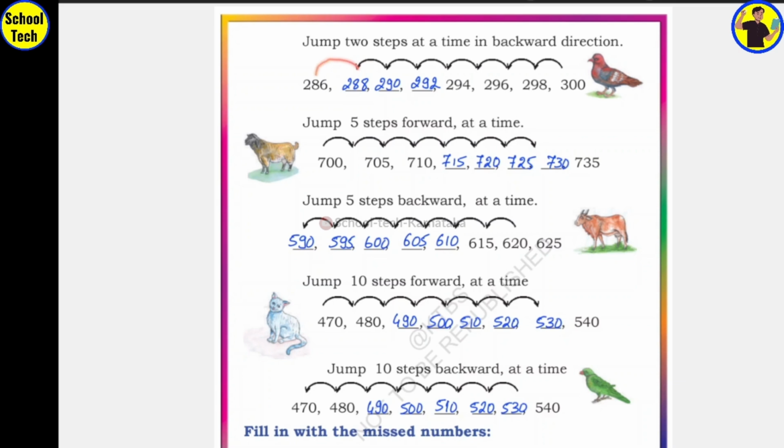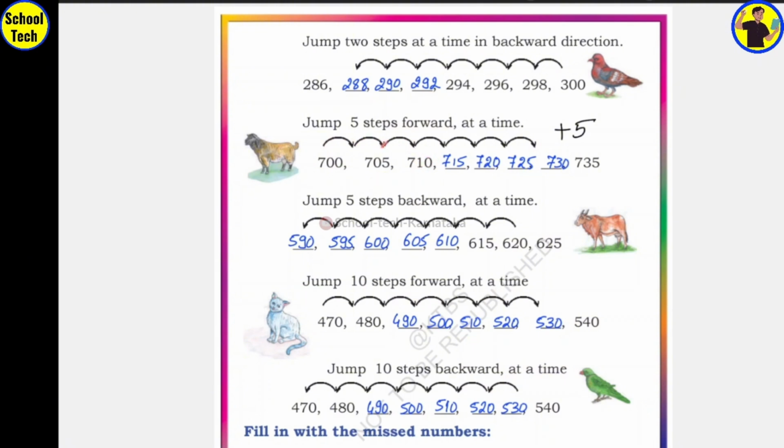288 minus 2, 286. Now jump 5 steps forward at a time. To jump 5 steps, we need to add plus 5 to the given number. So the given number here is 700. Jump 5 steps forward, 700 plus 5 is 705.